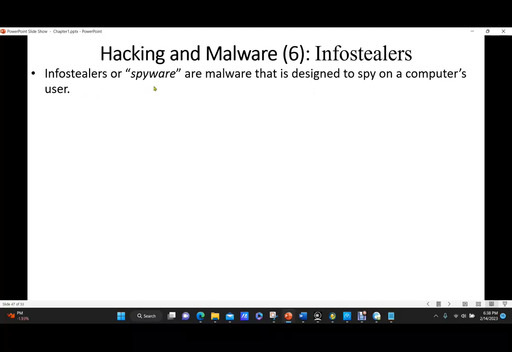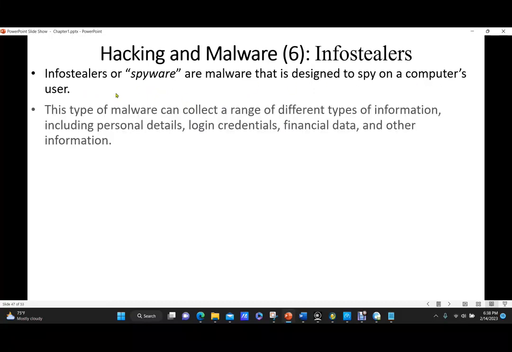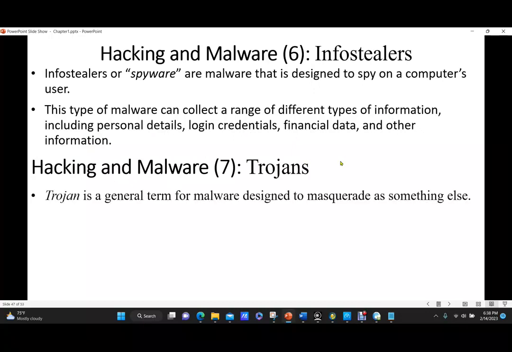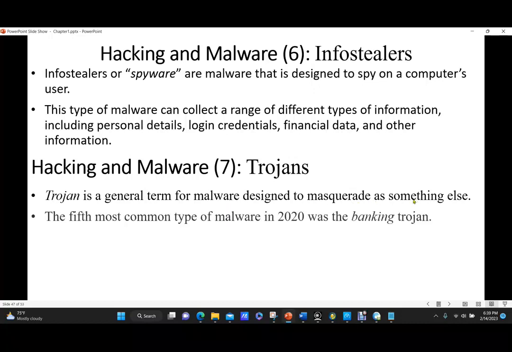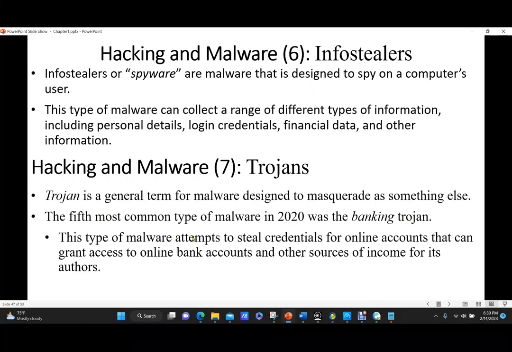Info stealers, more commonly spyware, are malware designed to spy on a computer's user to collect different kinds of information: personal details, login credentials, financial data, other information. A Trojan is a general term for malware designed to masquerade as something else. The fifth most common type of malware in 2020 was the banking Trojan, malware that attempts to steal credentials for online bank accounts, information credentials to gain access to the bank accounts and other sources of income.